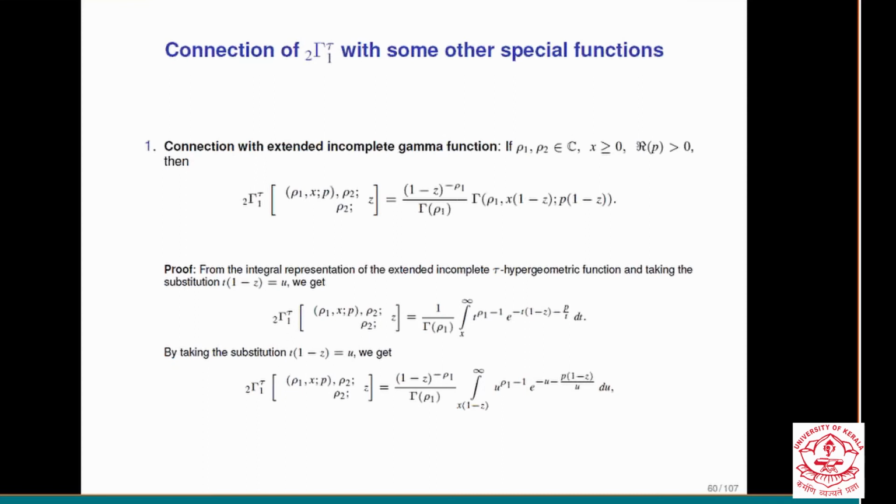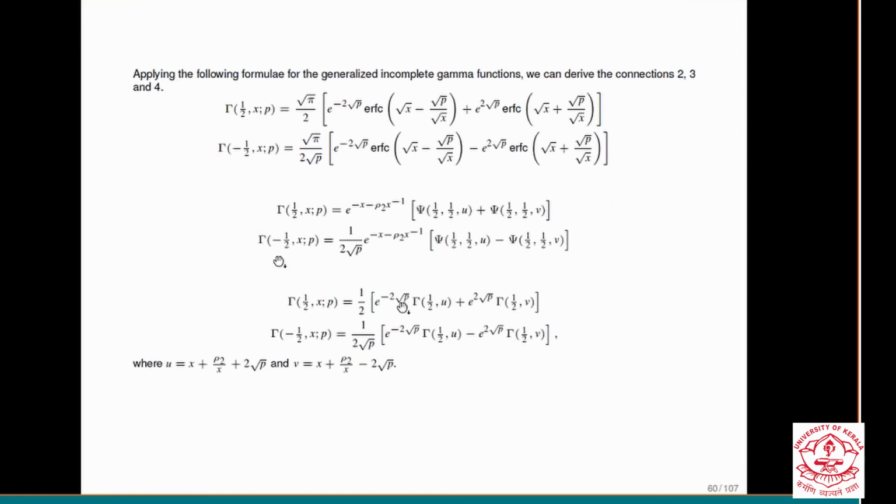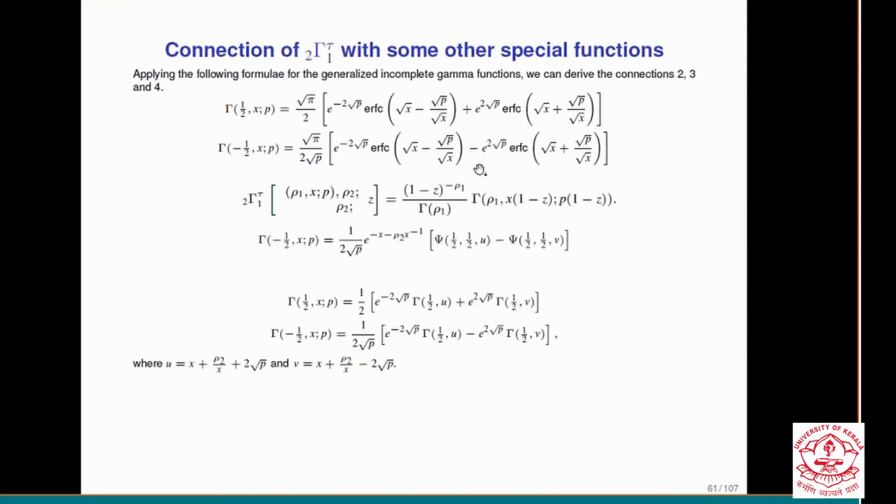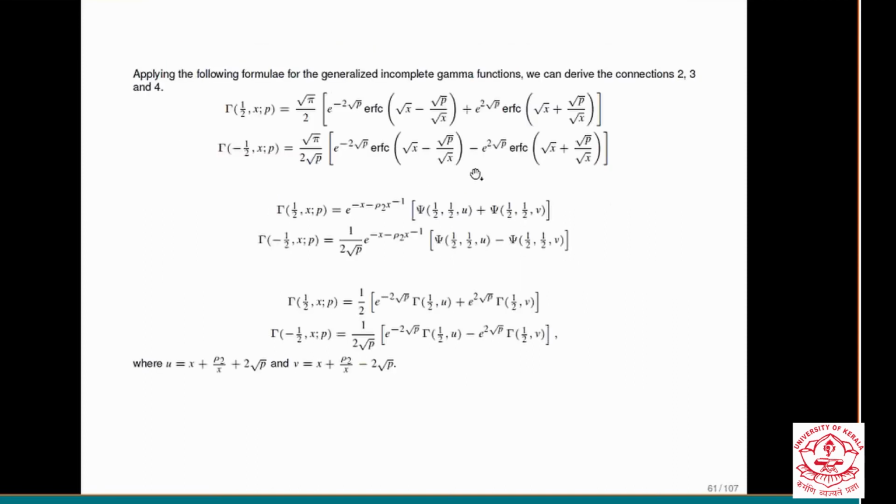So here we can put this result. And taking the substitution t(1 minus z) equal to u, we will get this result, 1 into x(1 minus z), and this is equal to p(1 minus z). Very interesting results. So basically, this is some connection with some other special functions. So this is our duty to explore the possibility. So here this can be put in the form of this.